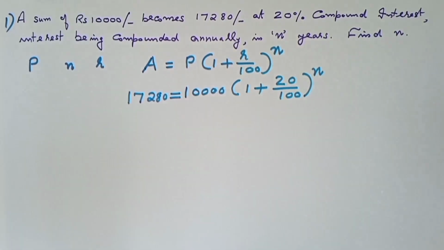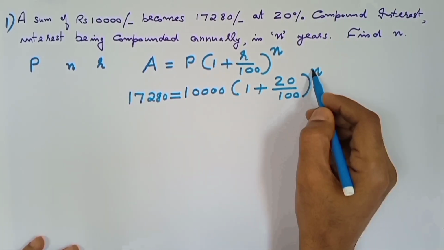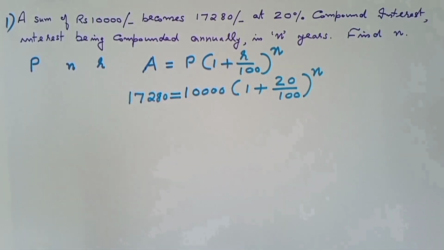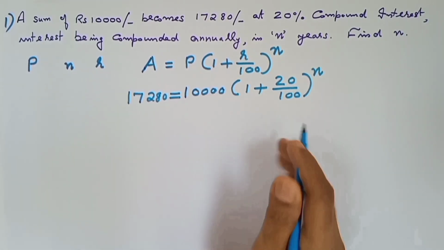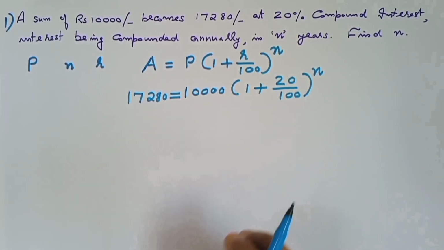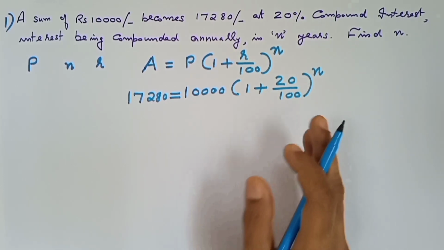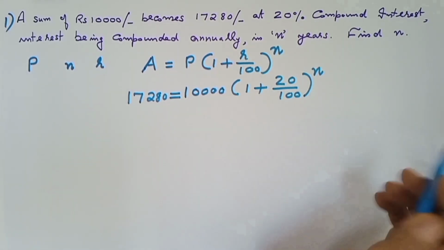It's an exponential equation. So unless we use a logarithm, we won't be able to determine the value of n here. Anyway, we are not supposed to use logarithm in competitive exams. So how else to go about it? Trial and error is the only way to find out the value of n. Before that, let's simplify this.